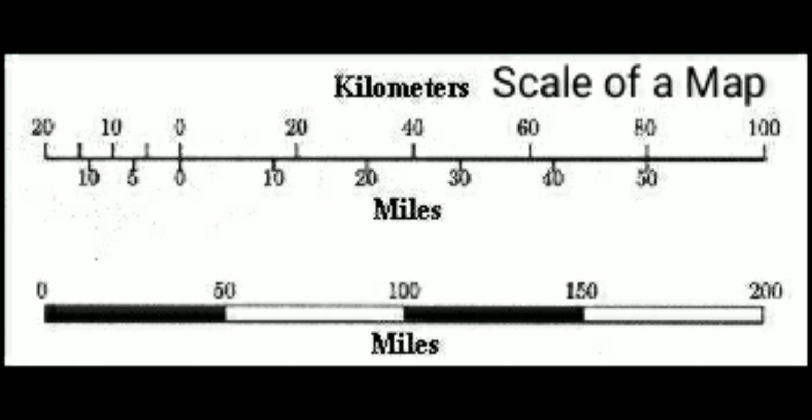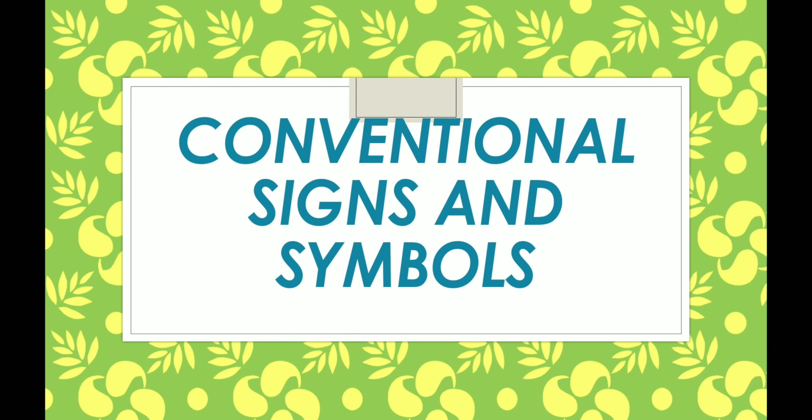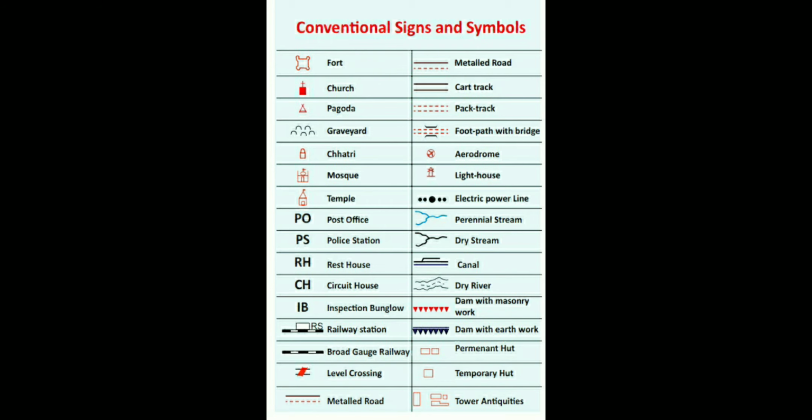Let's move on to the next topic, that is conventional signs and symbols on a map. Students, on a map there is not enough space to show mountains, rivers, houses, temples, churches, dams and railway tracks, etc. So what do we use? We use different symbols and signs to show this kind of information, and these symbols are common or conventional in every map. We can say these symbols are used in each and every map so that we can easily understand it.